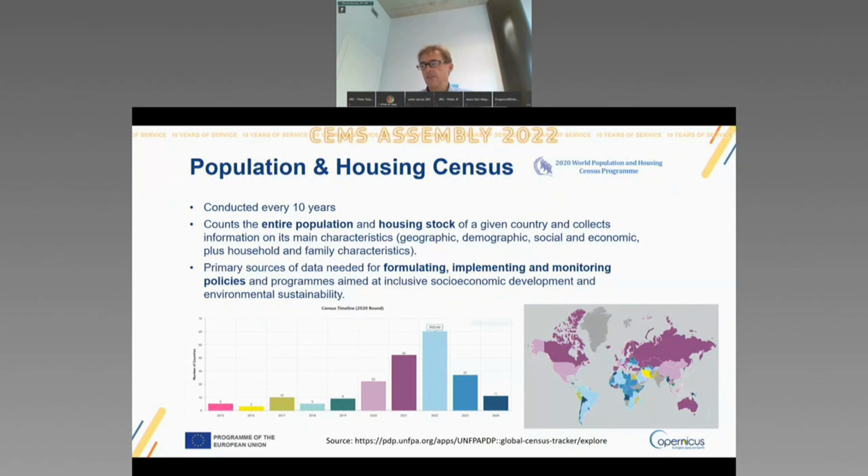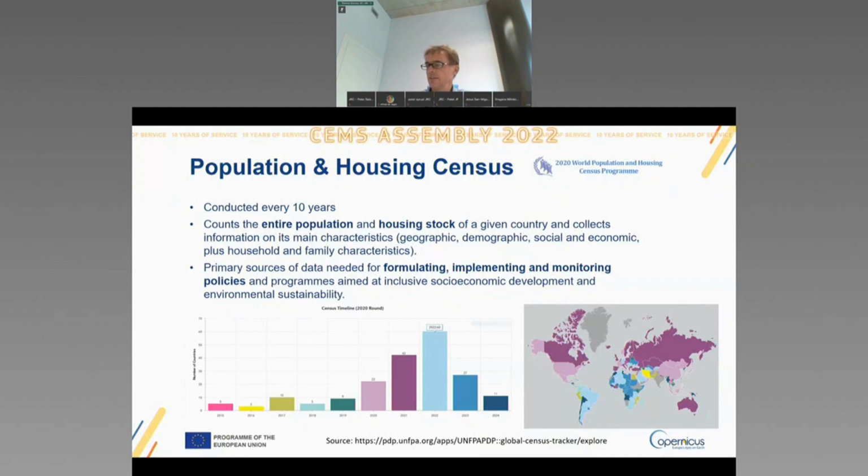So I think this is probably clear to all of you that this is really the basis for any decision making, formulating, implementing, and monitoring policies, because it provides information about the entire population, about the housing stock, about the quality of living, etc., etc. So this is really a baseline that is very relevant. It should be repeated every 10 years.